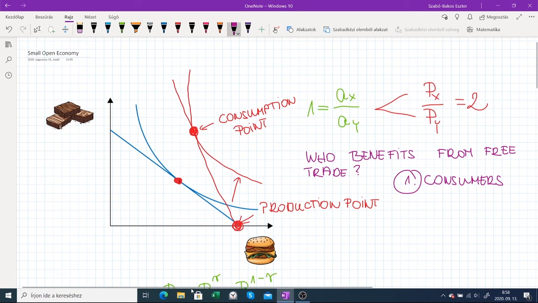Who benefits from free trade? Second answer: the whole economy benefits from free trade. If free trade is based on comparative advantage, there is an increase in the real GDP. Whole economy. There is an increase in the real GDP.